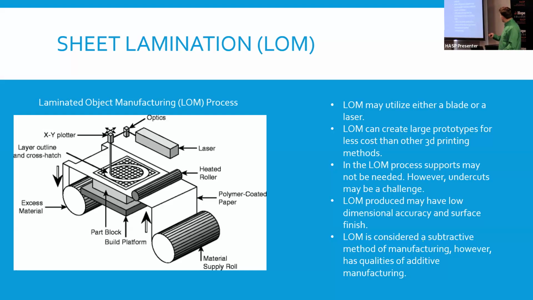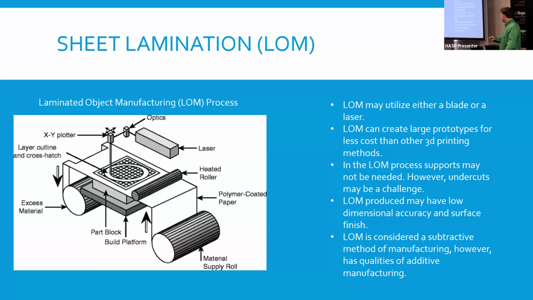Moving forward, LOM parts may have low dimensional accuracy and surface finish. So you're cutting it with a laser or a knife. If the paper gets moved in any way, or if it wrinkles as it's printing, it's going to leave a bad surface finish on the part. And generally, it's not a great surface finish to begin with. I don't have one here today. It's a pretty rare breed of 3D printing to see out in the world today.